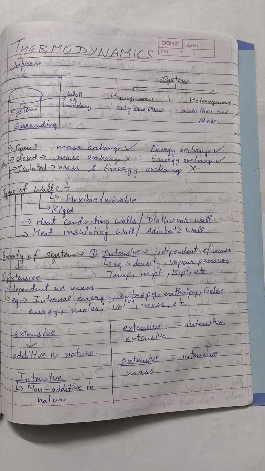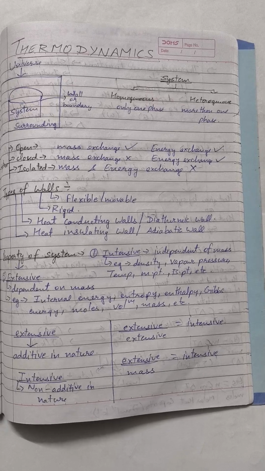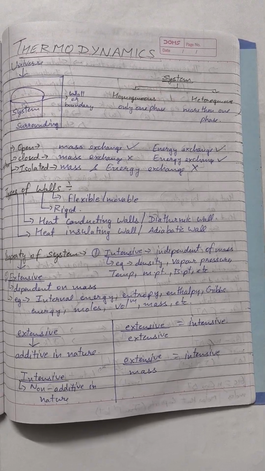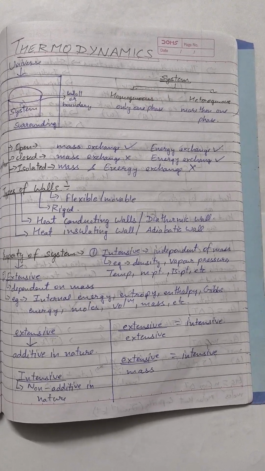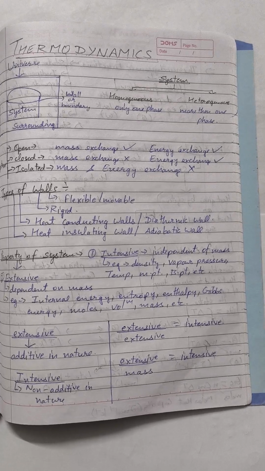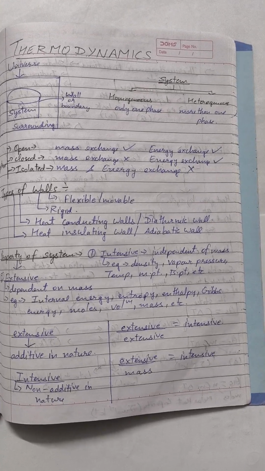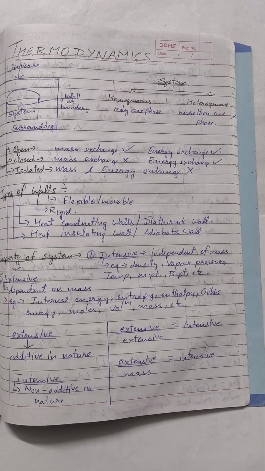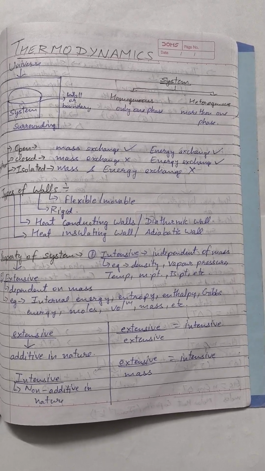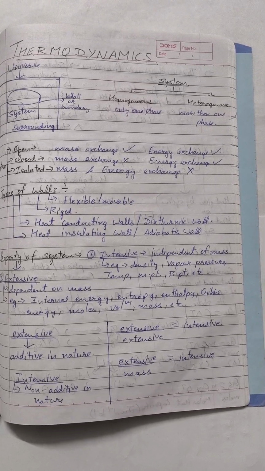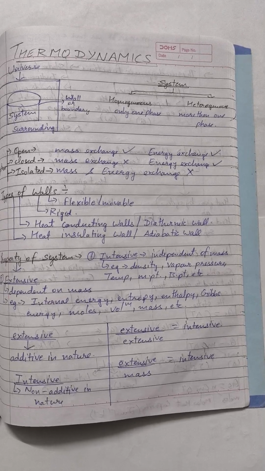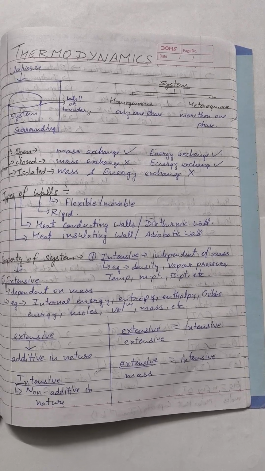Then we have walls. A wall is a boundary that separates the system from the surrounding. There are different types of walls. Wall can be flexible or movable, or it can be rigid also. It can transfer or conduct heat, which is known as diathermic wall, or it may be insulating wall, which is also known as adiabatic wall.